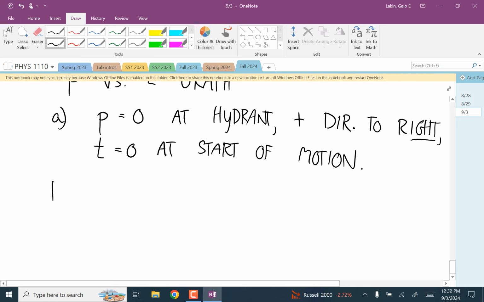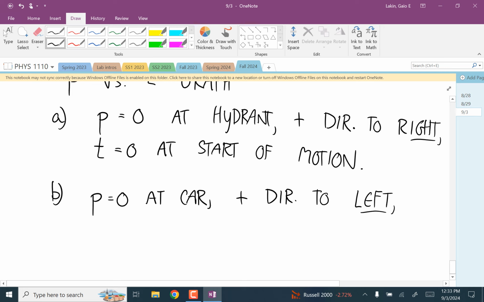Then after we're done with that, we're going to draw a position versus time graph of this same motion, but we're going to make different choices of our position equals 0, positive direction, time equals 0 instant. So this time, position equals 0 is going to be at the car. The positive direction is to the left. And time equals 0 is 5 seconds before the motion starts.